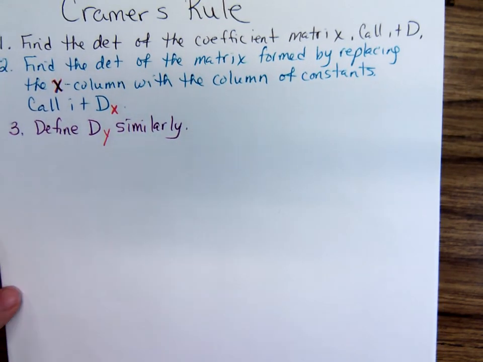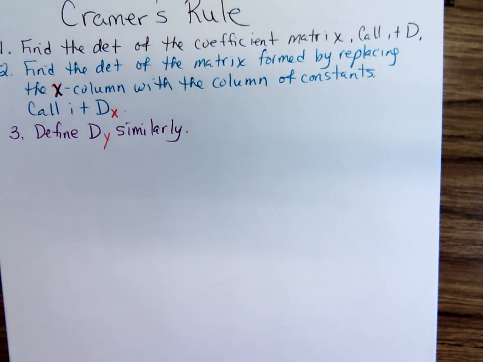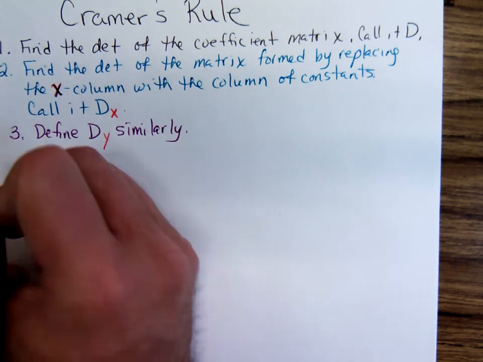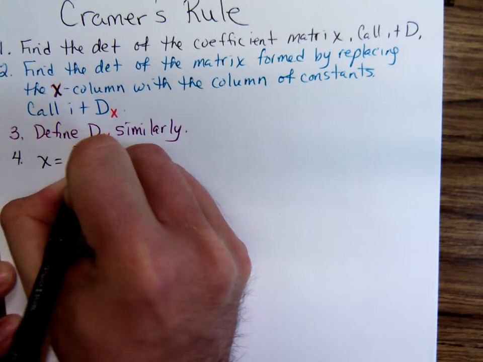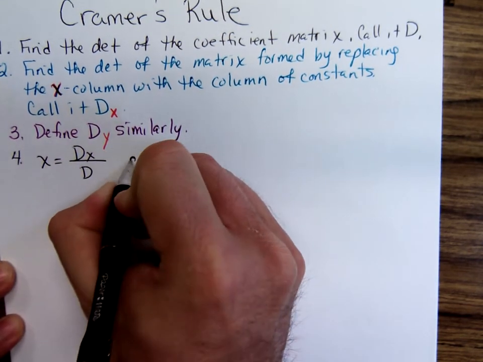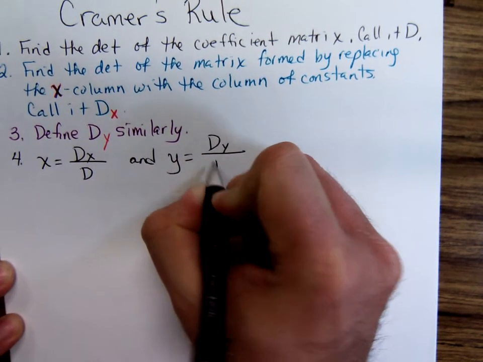Now, I'm assuming just a 2 by 2 linear system, two equations, two variables, x and y. If you had three variables, you would replace the z column with the constants. Find that determinant also. But for our illustration here, we're just going to have x and y. And then here it is. X is D subscript x over D, and y is D subscript y over D.